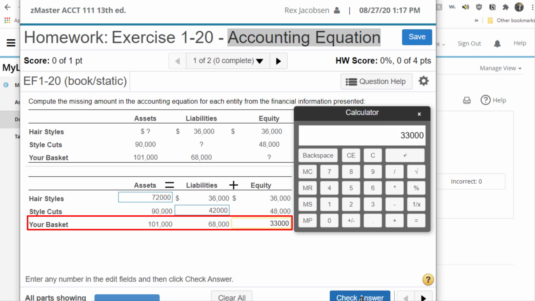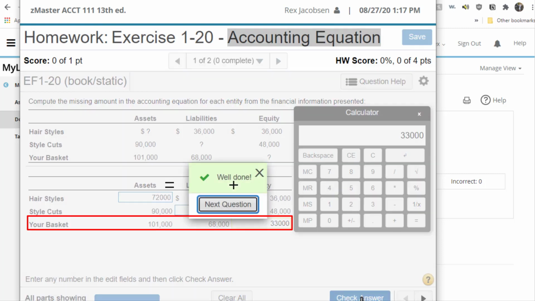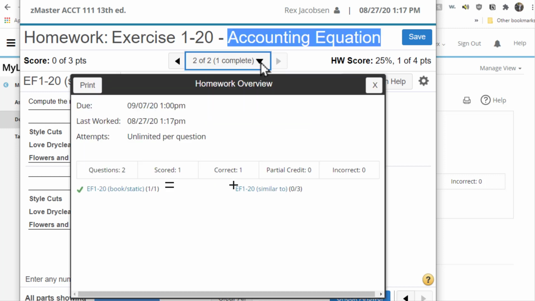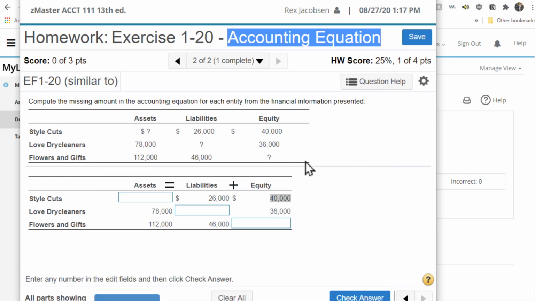And then when we're done, we click check answer. And it says well done. If you click on next question, it takes you to the second of the two questions. And notice the numbers are now different: 26,000 and 40,000. If I click up here, you can see that we are on the second of the two homework problems. This one, the similar to, is the one you get to do on your own, and everyone who does this gets different numbers. So that's it for this homework demonstration. Go ahead and do this one on your own.